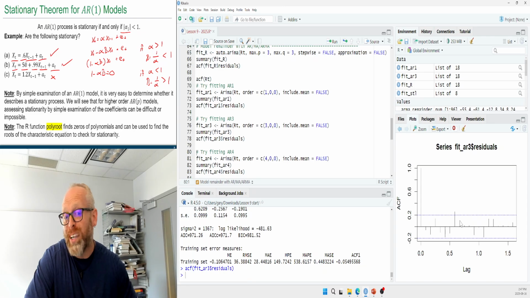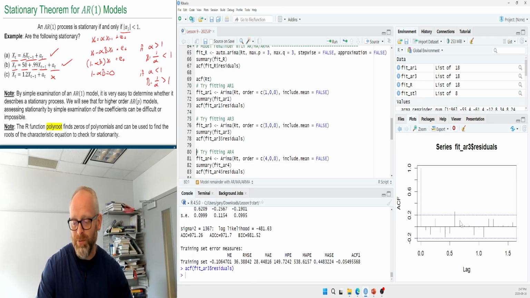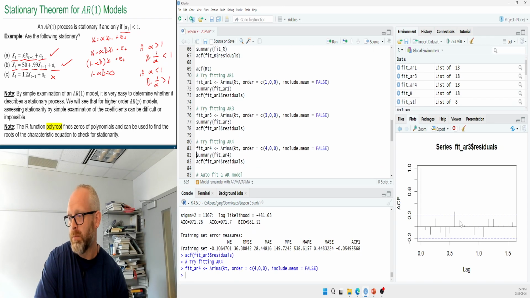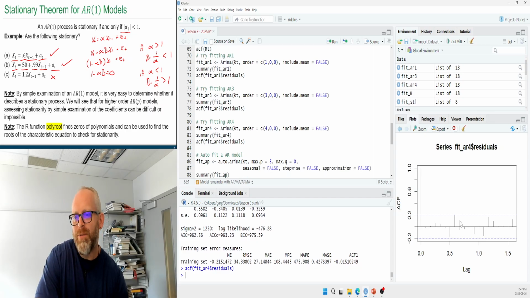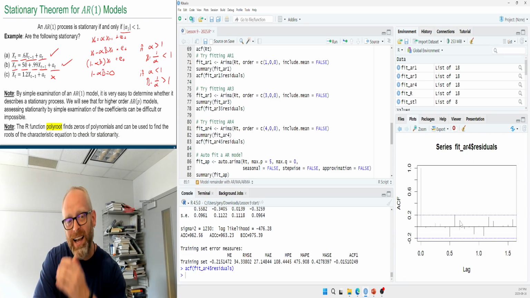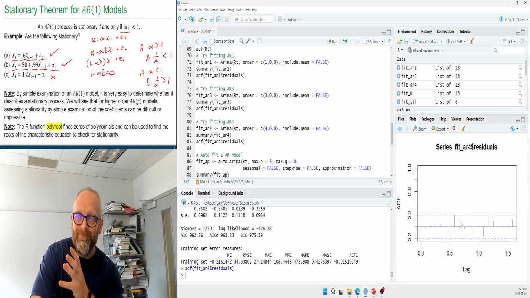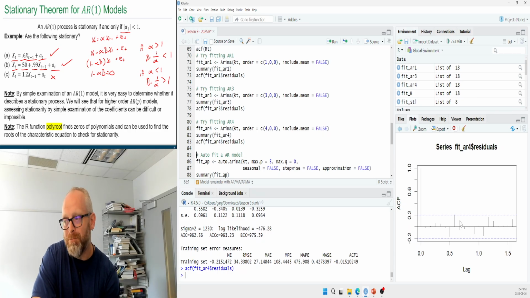Or I can keep trying. I can keep going up to higher models. Let's try an AR4. I have my coefficients from there. I'm not going to read through all of them again. ACF. Okay, now it looks like everything is inside of there. So maybe an order 4 was good enough to be able to capture everything. But we know for a fact that the original model was only an order 1. Order 4, okay, well, maybe I've got enough stuff. But the question is, well, can I do better?